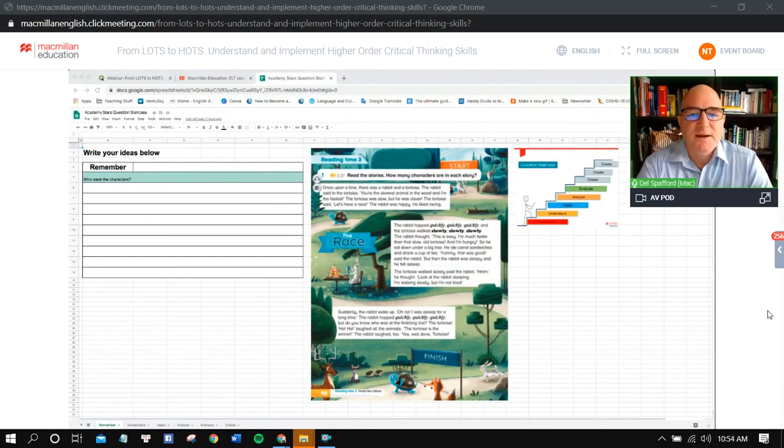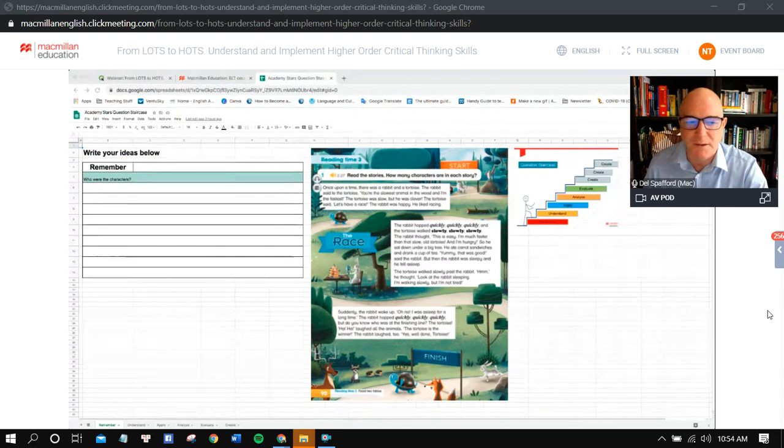Okay, and what we're going to do, first of all, is we're going to quickly read the story, and then I'd like you to think about what questions you could ask in the remember section. All right. So, for example, you can see here, who were the characters? Would be a question you could ask to have the students remember the information. So for each of the areas of Bloom, I'm going to give you just a few minutes. I just want you to think about this and try and type in your ideas as you go forward.